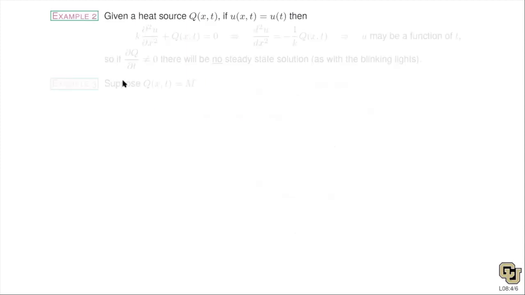So let's do another steady state calculation. Let's assume in this case we have an internal source of energy, and let's see what conditions need to be true of the internal source of energy so that there actually will be a steady state solution. Think about the blinking holiday lights, which has no steady state solution, because when the light is on, the bulb is being heated up, and when the light is off, it's cooling down. So it's always going up and down.